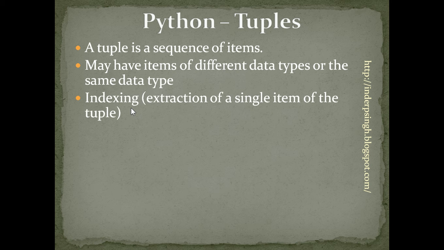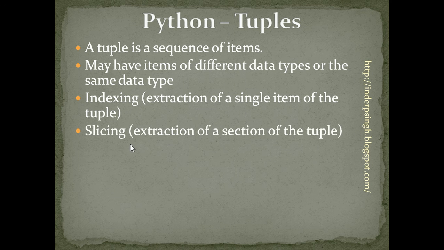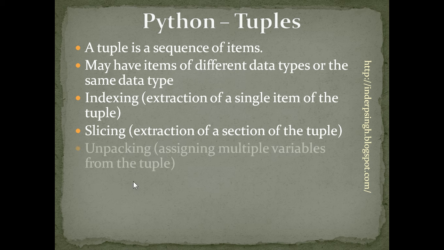Tuples support indexing. This means that we can get any item from a tuple. Tuples also support slicing. This means that we can get any continuous section of a tuple. Tuples support unpacking. This means that we can assign multiple variables all at once from a tuple.